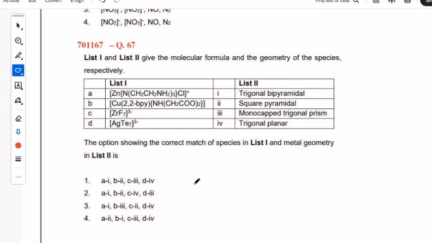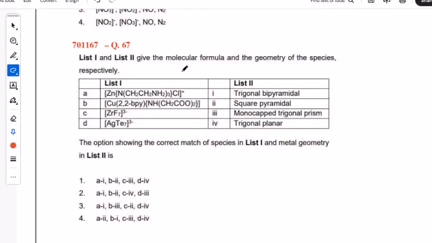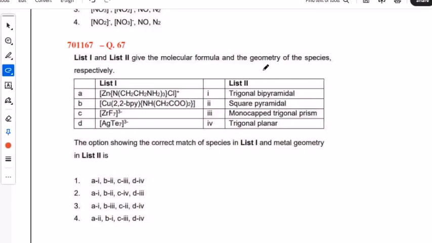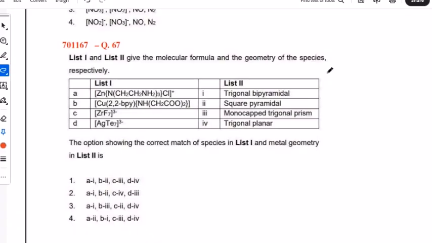Next, question number 67. List 1 and list 2 give the molecular formula and the geometry of the species respectively.